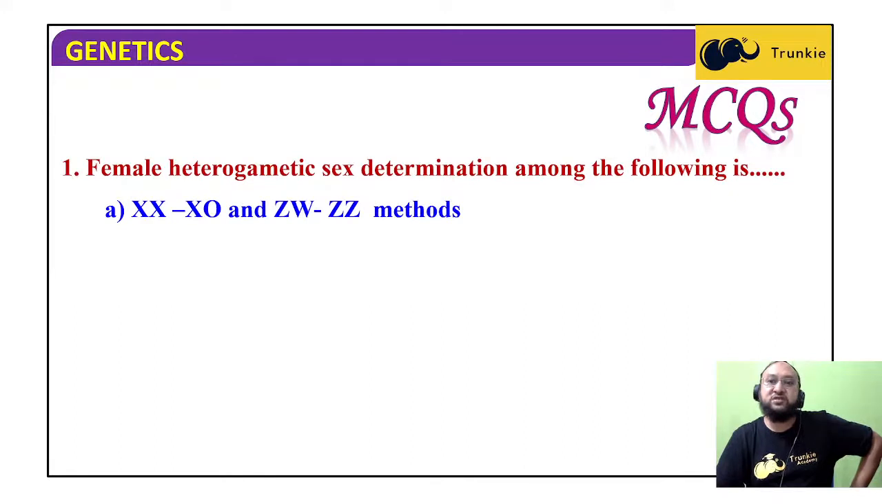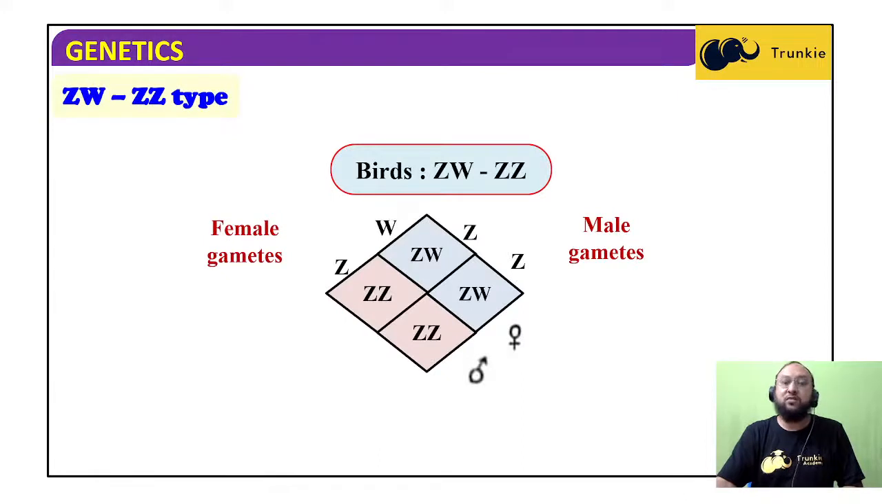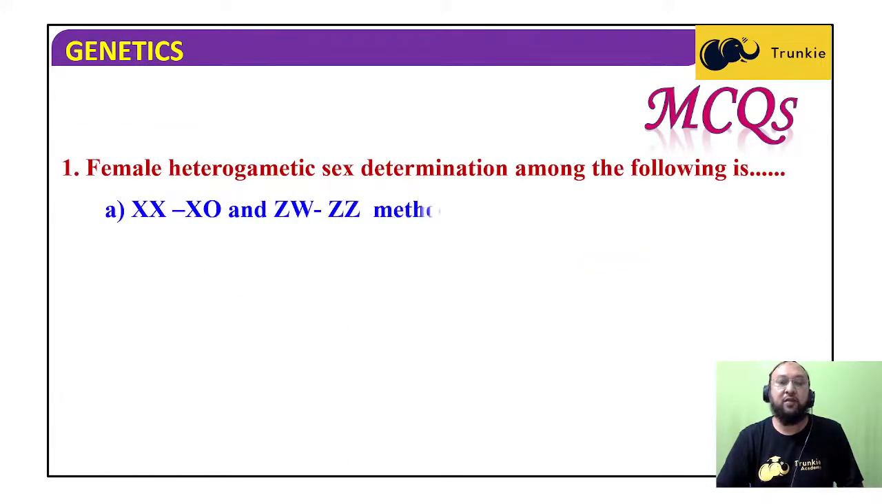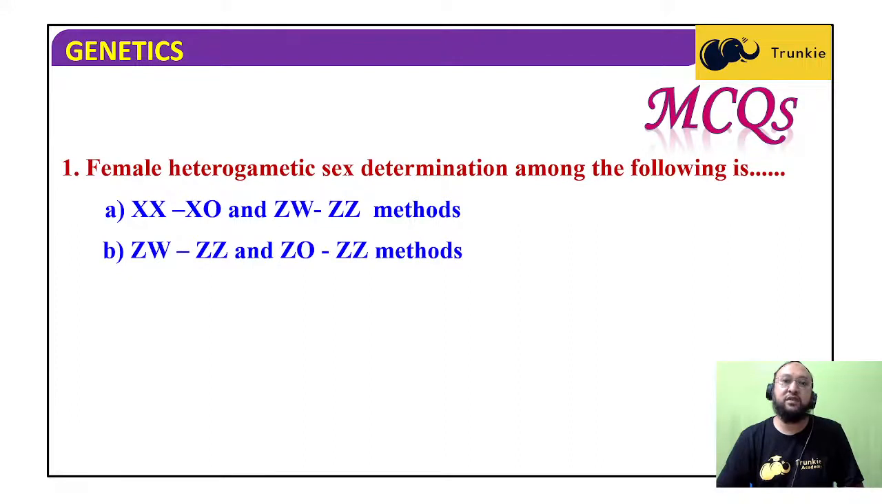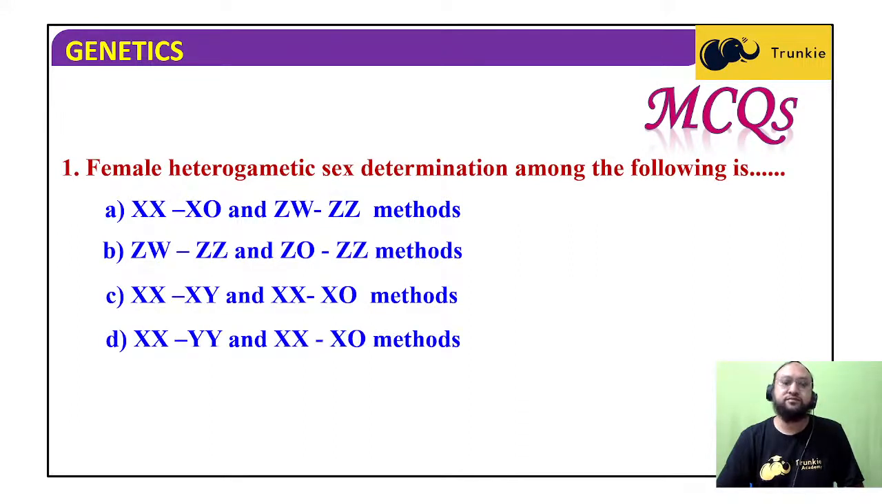Female heterogametic sex determination among the following is the... ZW will be the female, and ZZ will be the male. So here it is the case of female heterogamety and male homogamety. So the female heterogametic sex determination among the following is the ZW method, the female heterogametic condition.